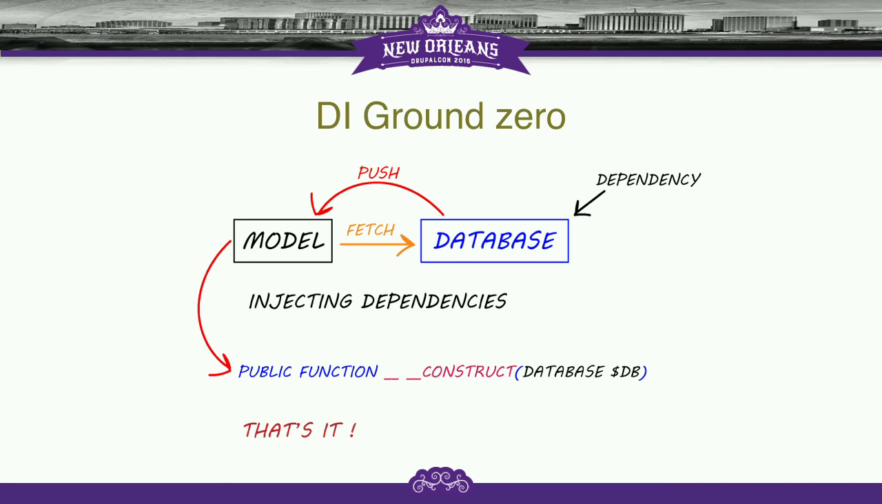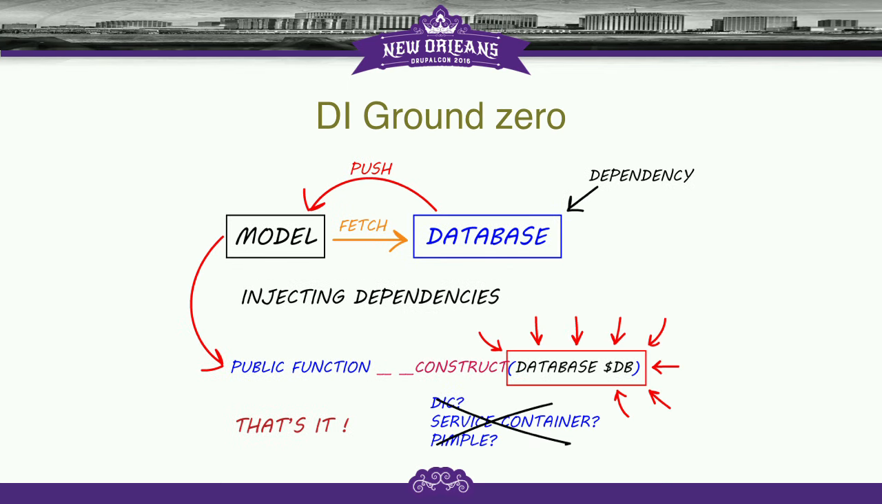What it means is that when you are declaring your dependencies in a class, instead of using a new operator, you can pass your dependency into a constructor as a parameter. And that's it. That's all dependency injection means. You really do not need any concept of service container, DIC, or Pimple. Of course, they can make our life easier, but technically you don't need that.